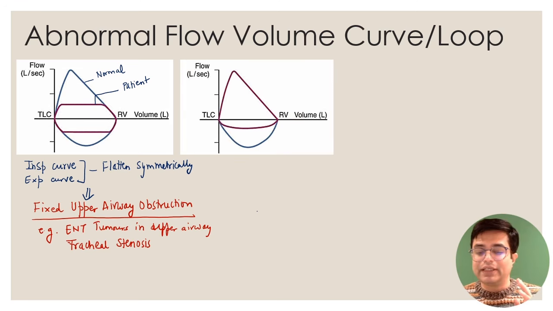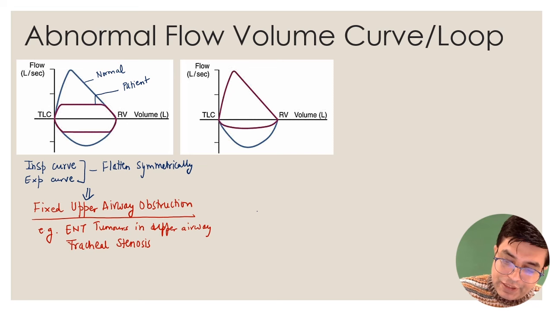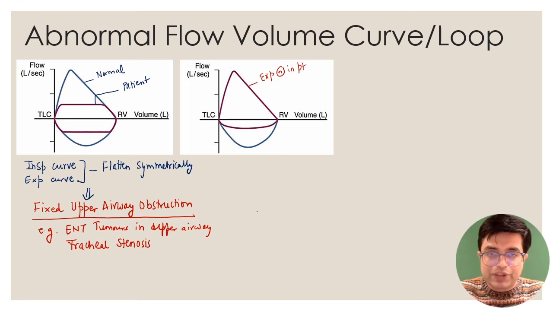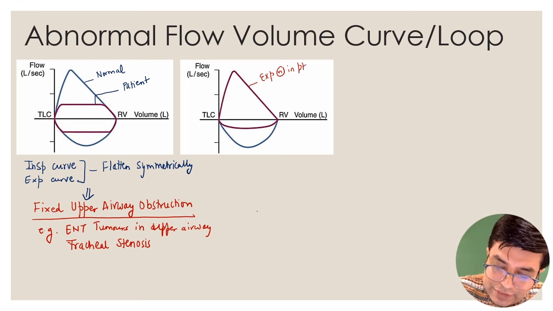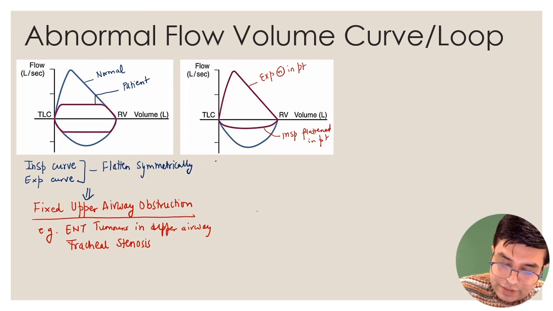Now if you see, look at this patient. As I told you, the blue one is the normal curve. Look at the patient curve. In the patient you can see that expiration is normal. Expiratory curve is relatively normal, right? It is superimposing with the normal curve. But look at this part. The inspiratory curve is flattened in the patient. So if only the inspiratory curve is flattened, that indicates there is a variable airway obstruction.